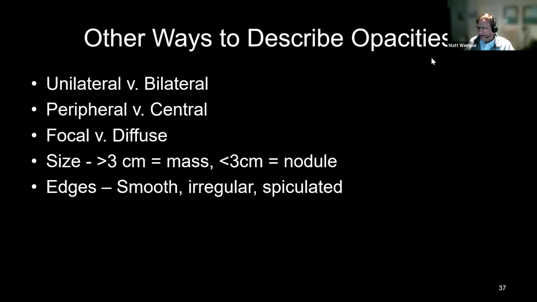It's also useful to describe opacities in terms of whether or not they're unilateral or bilateral, whether they're peripheral or central. Different disease patterns will look more peripheral versus central. If you've got central opacities, that might make you think about cardiogenic pulmonary edema, for example. Focal or diffuse makes a big difference, right? And then the size. Basically, anything greater than 3 centimeters is a mass, and anything smaller than 3 centimeters is a nodule. All of these actually apply to CT scans, but the edges sometimes you can make out on chest x-rays, and whether or not they're smooth, irregular, or spiculated might make you think about different pathophysiologies or pathologies.